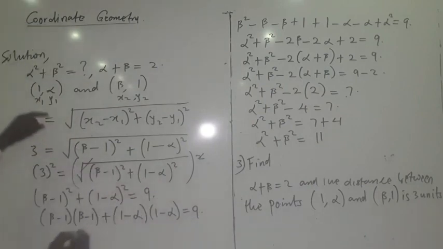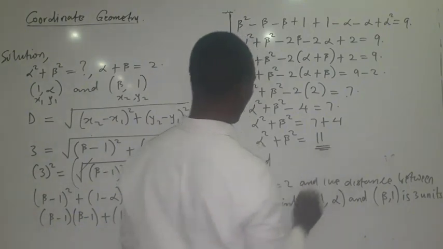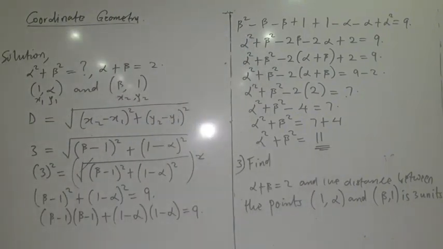So what we have to find is what? Alpha squared plus beta squared. So alpha squared plus beta squared is 11. So that is the answer to question number 3.